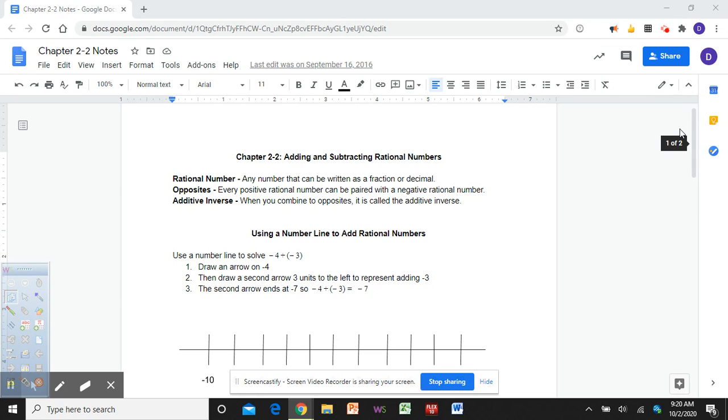Because rational numbers, as we talked about this week, are any number that can be written as a fraction or a decimal or a whole number. So we're going to be doing that today and talking about how do I exactly add these things together.